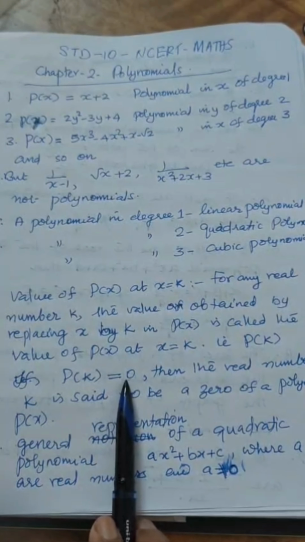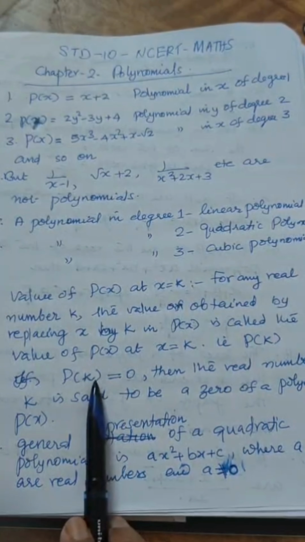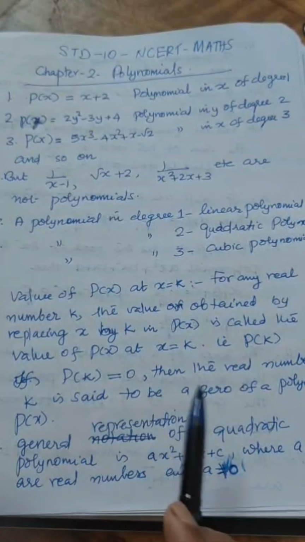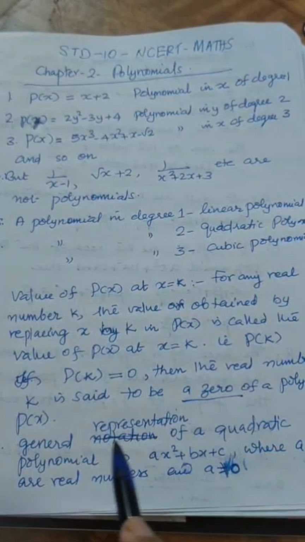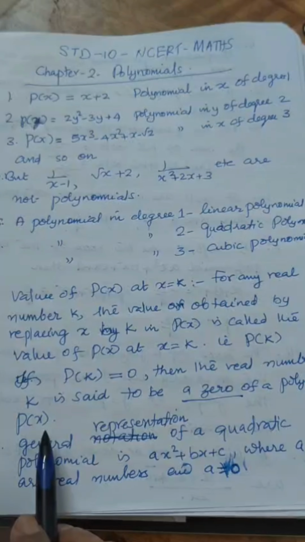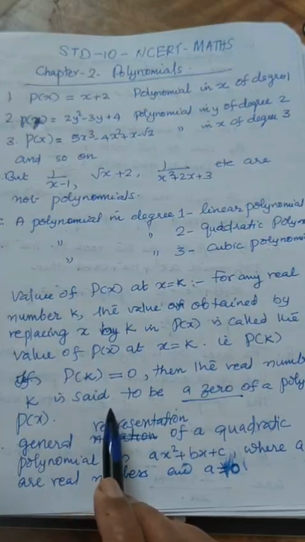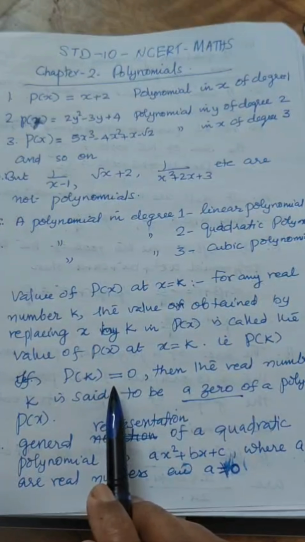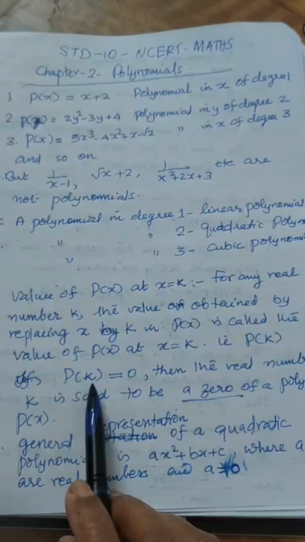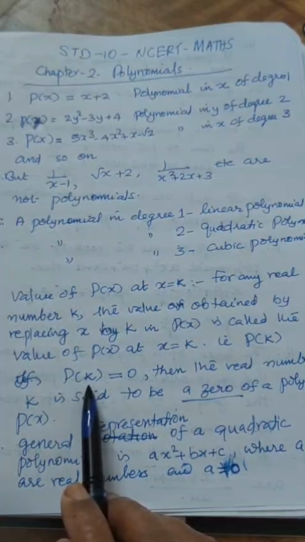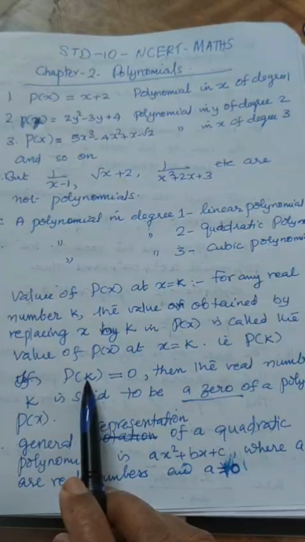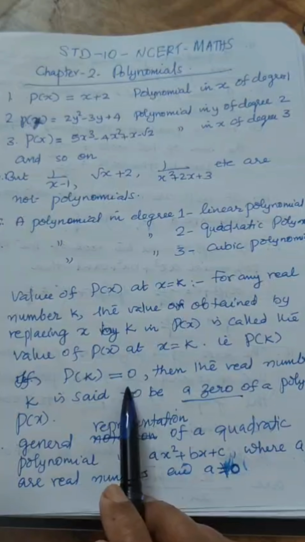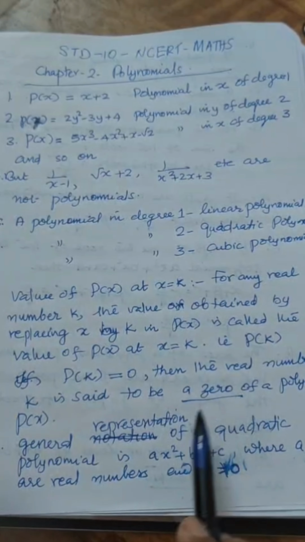Now an important result here. If p(k) equal to 0, by substituting k instead of x, if the expression value is 0, then the real number k is said to be a zero of that polynomial. So how to find the zero of a polynomial? To check whether the given number k is a zero of the polynomial, substitute x by k. If the result is 0, then that number is a zero.